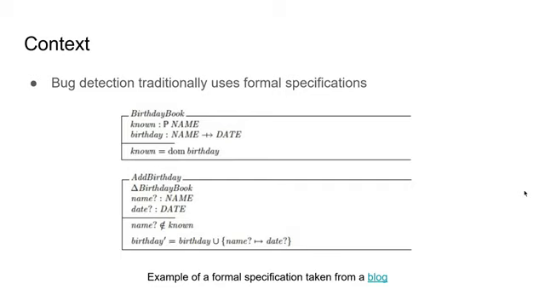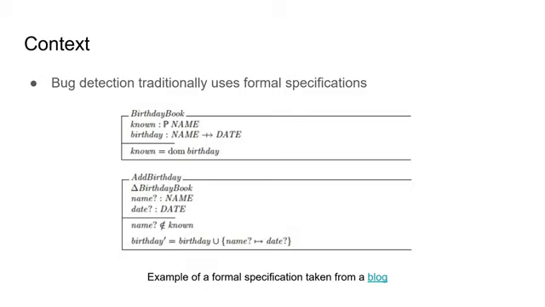This paper focuses on bug detection, and traditionally bug detection uses formal specifications, which you can see an example of on this slide. You could see that there are particular classes with their own attributes, and then there's different notation, like set notation, which constrains how those attributes can be defined for that class. And that's what formal specifications do. They're a formal, mathematical way where you can define specifically what a particular software component is supposed to do.